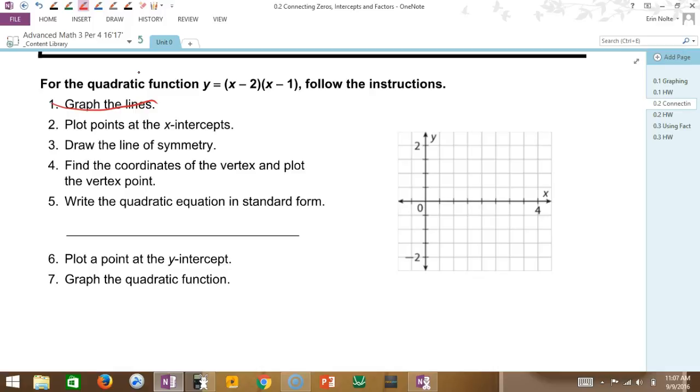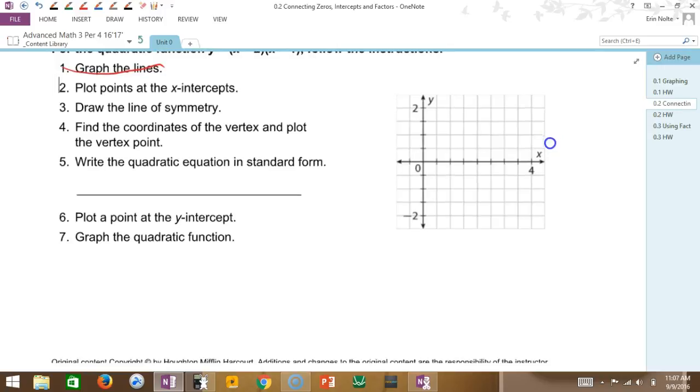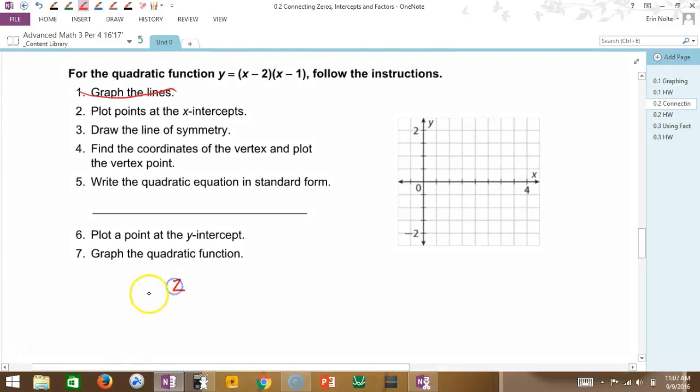How do I find the zeros in factored form? I set each of the linear factors equal to 0. So finding the zeros is my step 1. I take x minus 2 and set that equal to 0, so my first x-intercept is at 2. Then I take the other linear factor, x minus 1, and set that equal to 0, and my second one lies at 1. Those are very close together. So we have x equals 1 and 2.